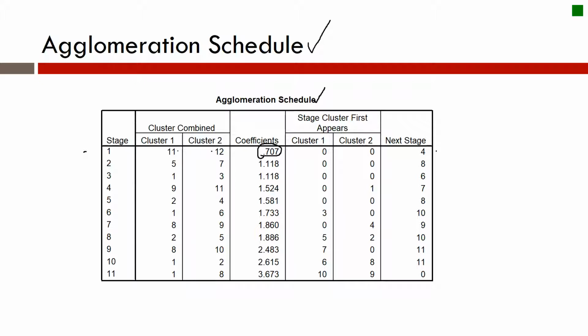Then what happens is the software takes the next variables that are closest together, and it happens that there are 2 that are equally distant. So 5 and 7 are close, and 1 and 3 are close. And so now we have these 3 clusters that are formed together.